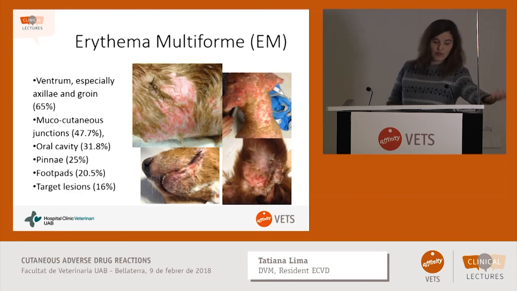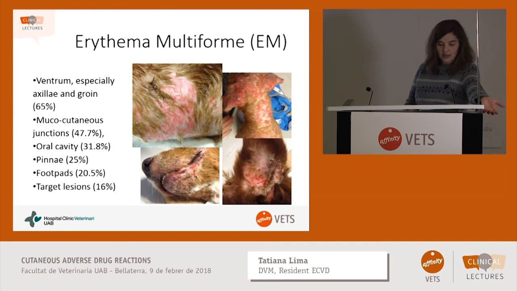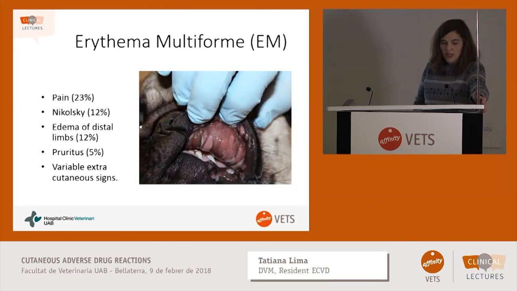Usually, it happens most in a study. We could see that it happens mostly in axillary and groin. It can affect mucocutaneous junctions, oral cavity, the pinna. It's not common to see ulcers in the inner face of the pinna without otitis, of course. And target lesions, really, it's just in 16%. So don't focus just on target lesions, because we are not going to find them more often than this.